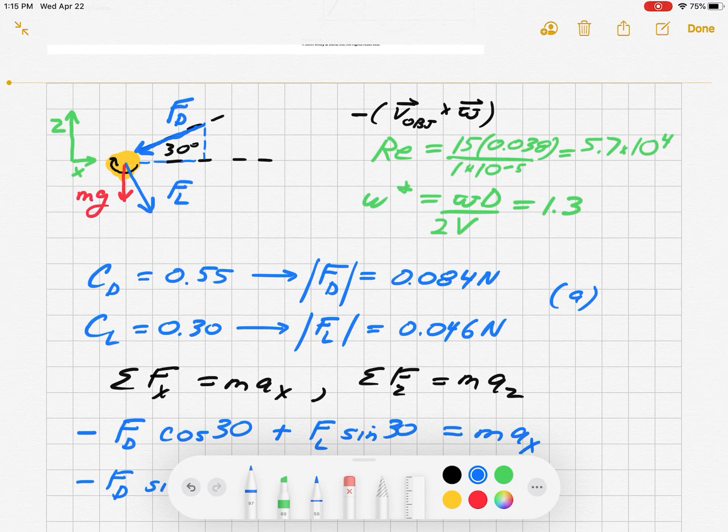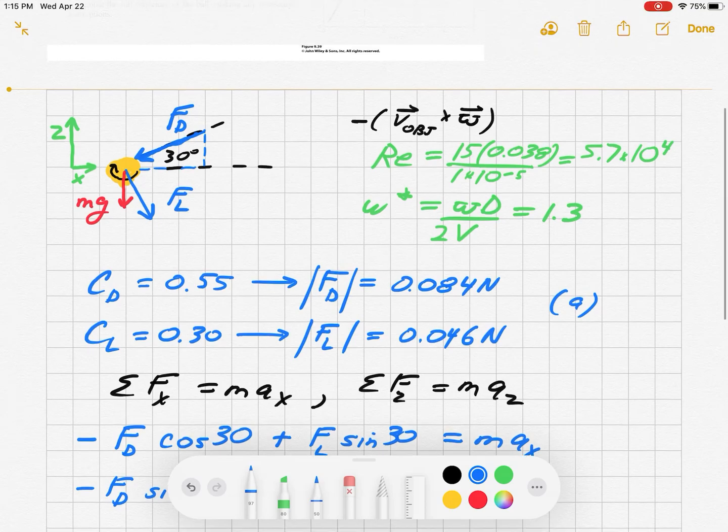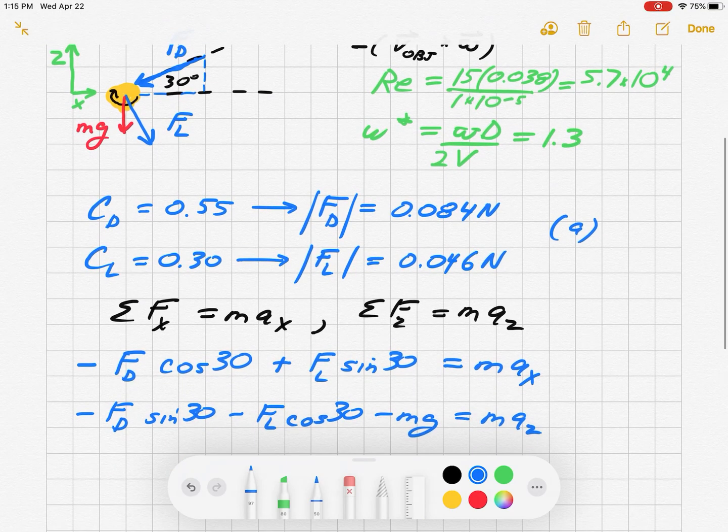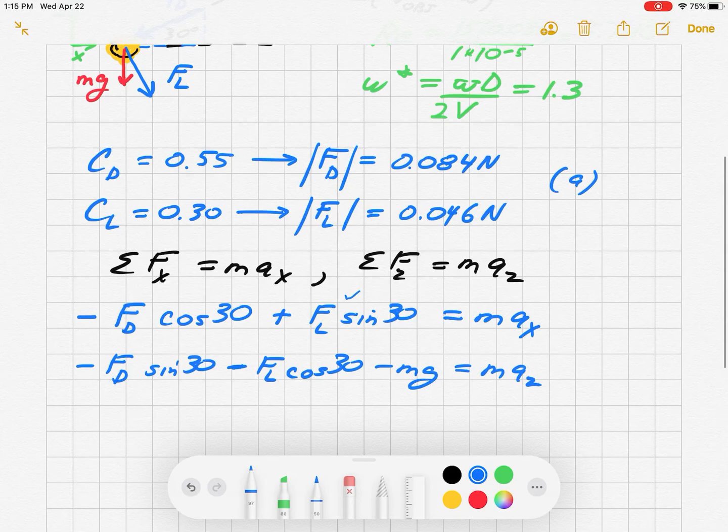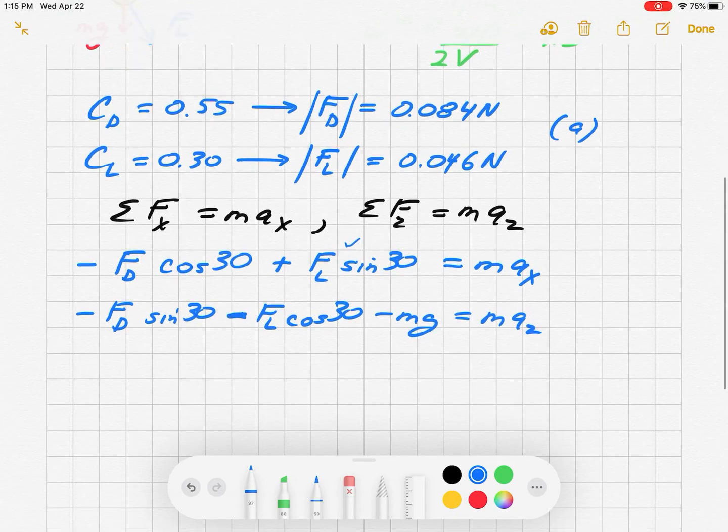I guess just to reiterate, this lift force up here, notice that it has a component toward the right. That's why we have a sign here in the x that is positive to the right, and it's also downward, which is why we have this minus sign here for the z equation. Okay?